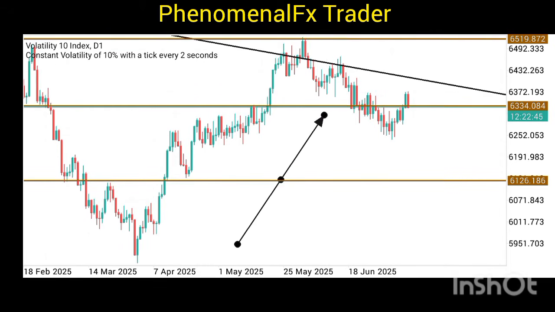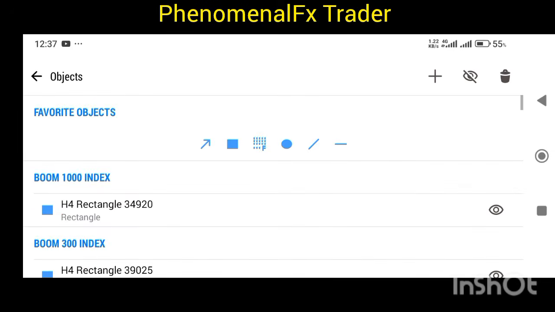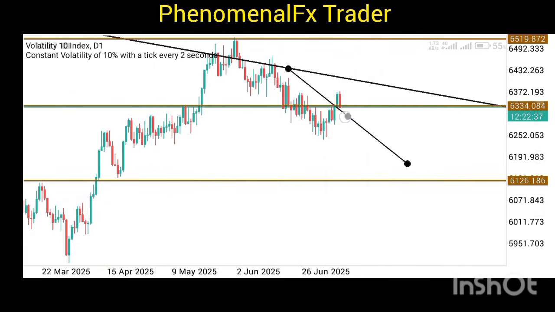So let's go down to the 4-hourly time frame to look at that. Meanwhile, let's just mark this structure to see what we have on the daily time frame. Let's mark out this structure on the daily time frame. All right, so you can see that. Then we duplicate this, we place it right here.